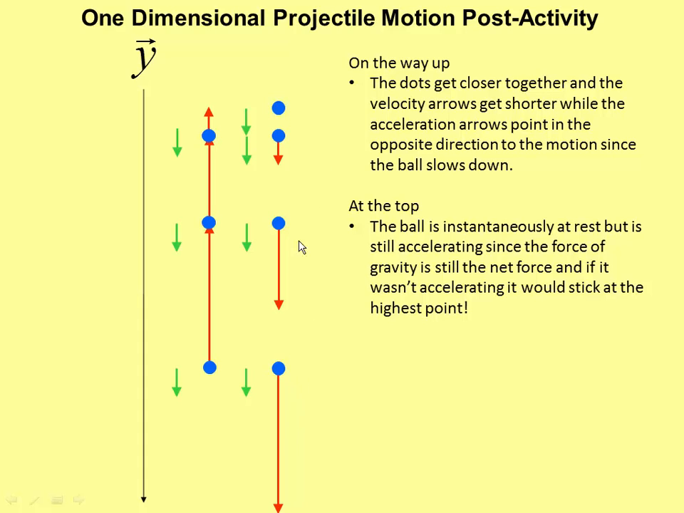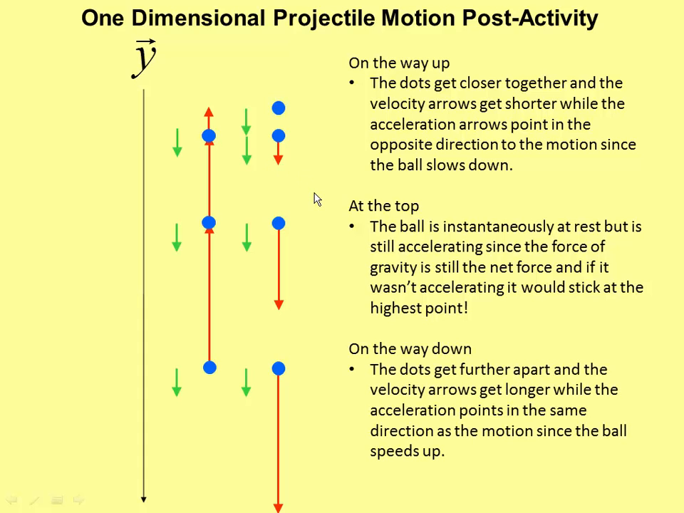On the way down, on the other hand, the dots get further and further apart. The velocity arrows get longer and longer, and the acceleration is pointing down, the same direction it's moving. All three of those are indicative of something that is speeding up. Dots get further apart, velocity arrows get longer, acceleration points in the same direction it's moving.